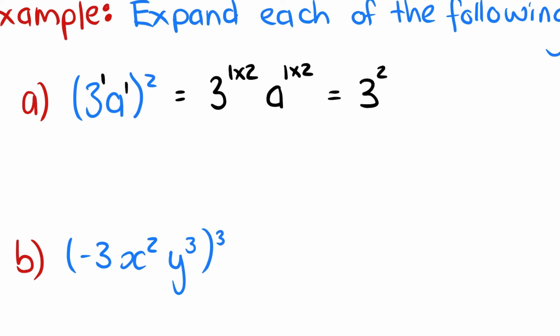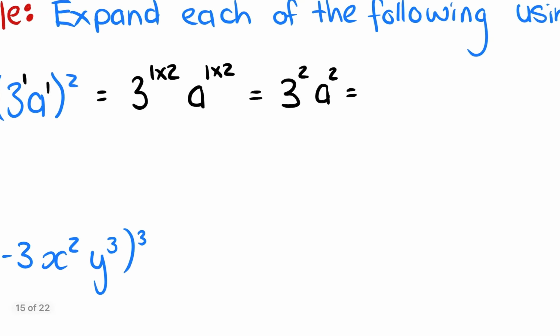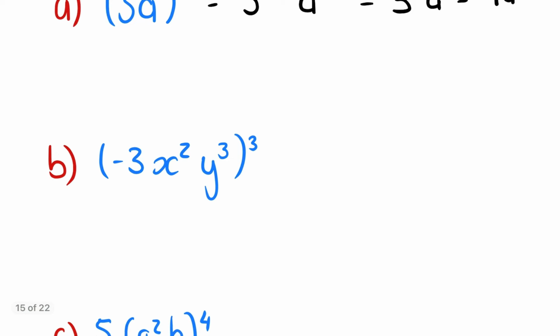Okay, so 1 times 2 was 2. We got a, and then it's going to be the same thing. So as you can see, we've really just put it on both things. Now you can go one step further, but if the question doesn't ask it, you don't have to. You could find out what 3 squared is, which is just 9, and then you're going to have a squared. So that's how you could leave it, don't have to. So let's go to another example.